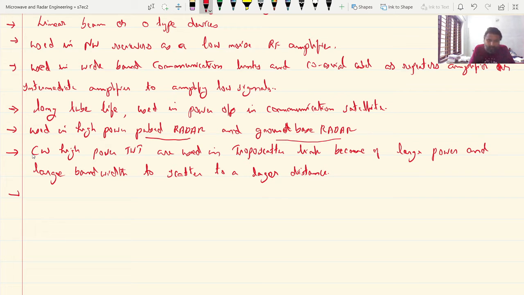Another important thing is it is complex, bulky, and it is very costly also.